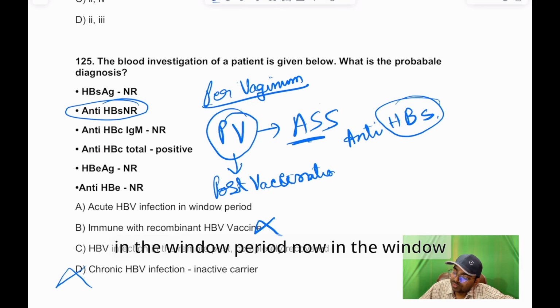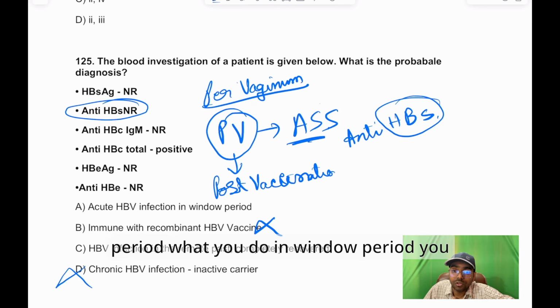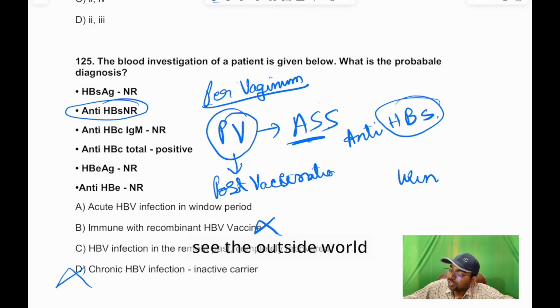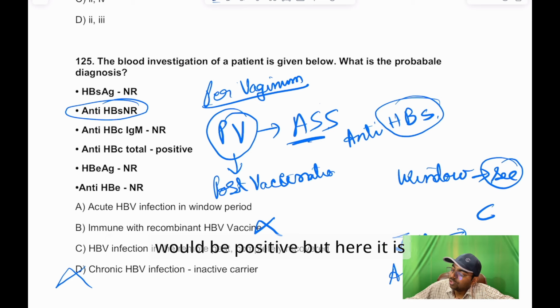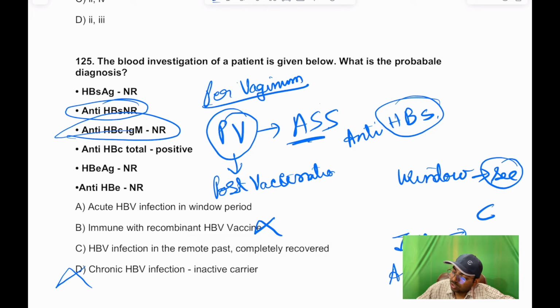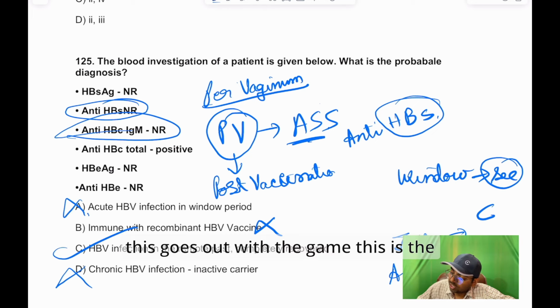Again HBV infection in the window period. Now in the window period, what do you do? In window period you see the outside world. So what we have here in this IgM anti-HBc would be positive, but here it is non-reactive. So again this goes out of the game. This is the right answer.